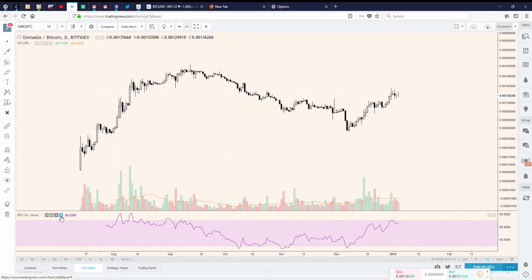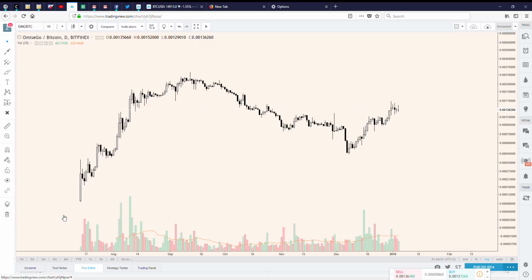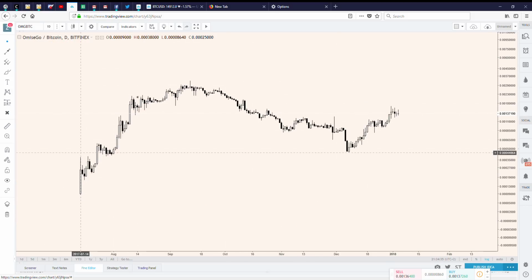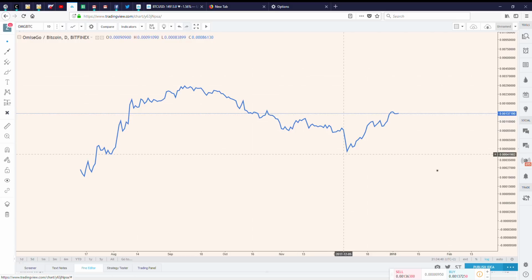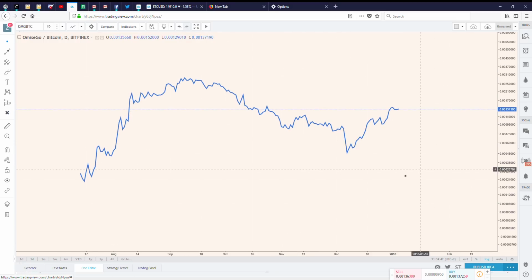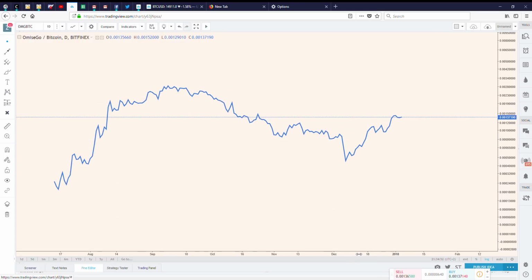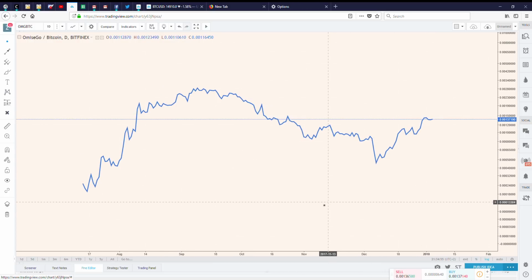So what I like to do is get rid of all the noise so that I'm not biased. I even go as far as changing this into a line graph. What's nice about a line graph is I don't feel biased at all. I can't look at candlestick formations. I can just see the bare bones of what's happening in the market.